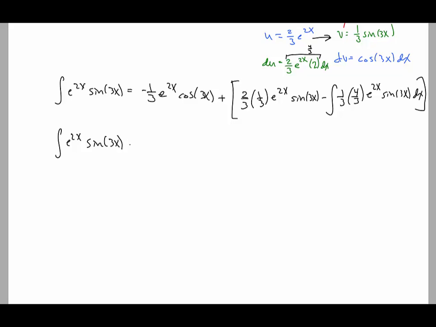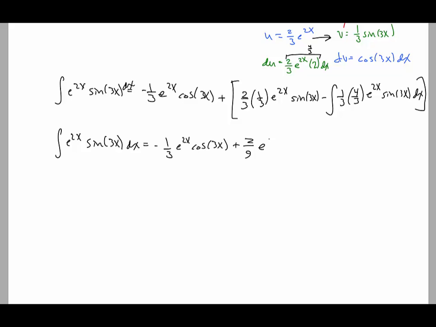Let's go ahead and clean this up a little bit, make it recognizable. Don't forget my dx here. So I have a negative 1/3 e to the 2x cosine of 3x. Now a lot of times there's a minus sign right here. We don't have a minus sign this time, but when you do, you've got to have those brackets up, otherwise your signs will be wrong. And that kind of throws the whole problem off.